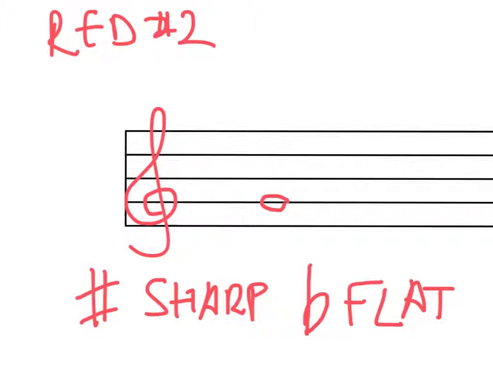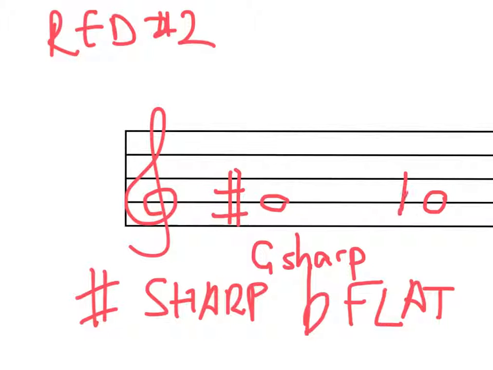Now we write that symbol in front of the note that we want to change. So this is the note G. Because I've written that symbol in front of it, I would now call it the note G sharp. Here's another G, but I'll make this one into a G flat. Draw the flat right in front of it. That is now called a G flat.